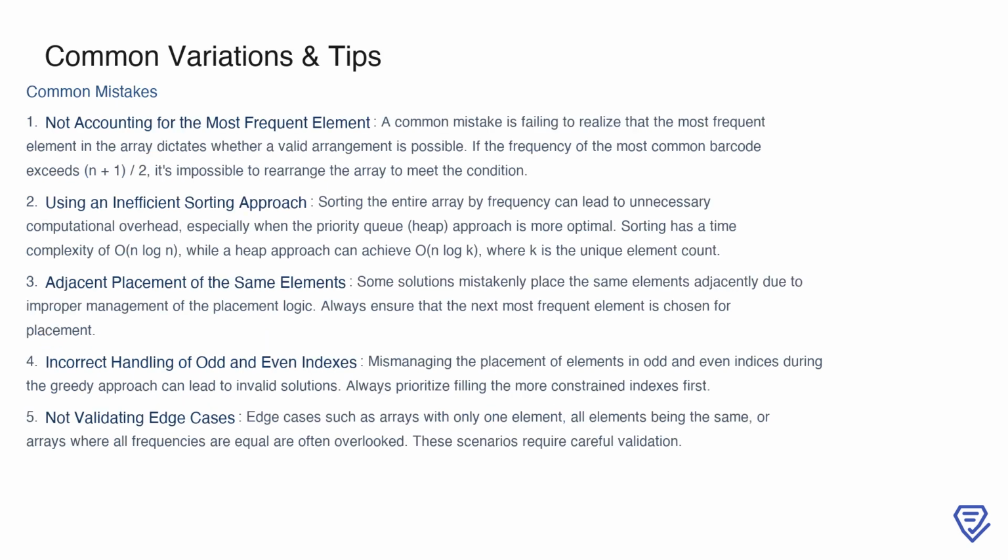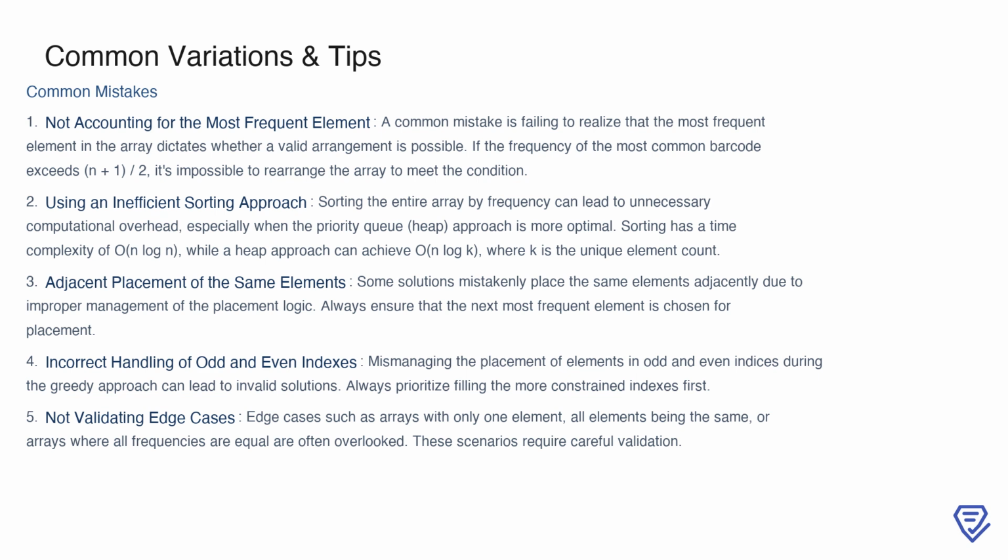When solving the distant barcodes problem, there are several common mistakes to watch out for. First, not accounting for the most frequent element can lead to invalid solutions. The frequency of the most common barcode determines whether a valid arrangement is even possible. If its frequency exceeds (n+1)/2, it's mathematically impossible to rearrange the array to avoid adjacent duplicates.